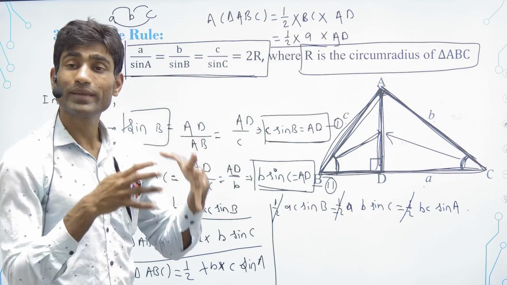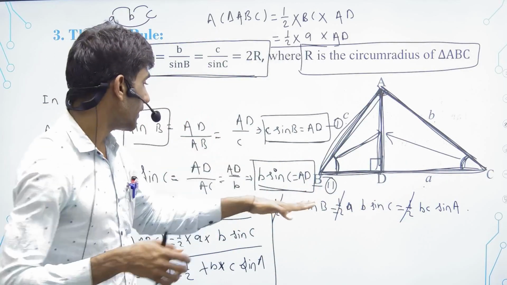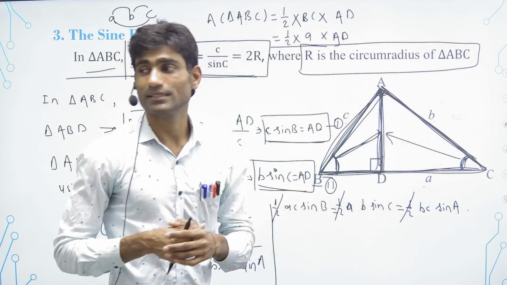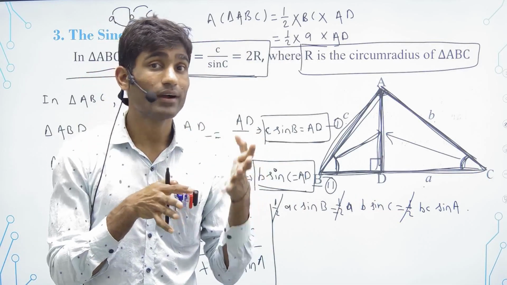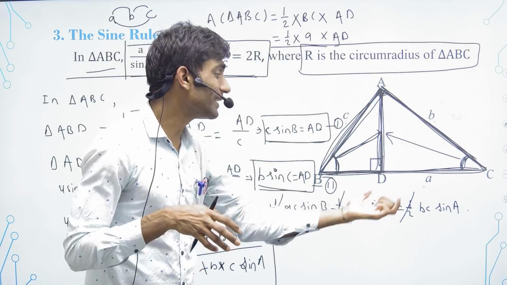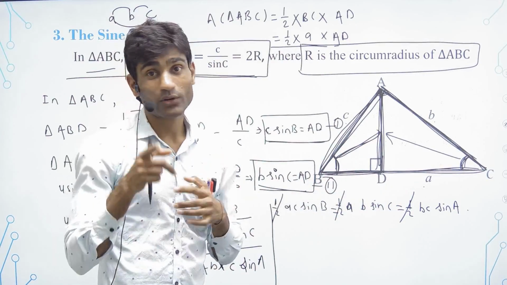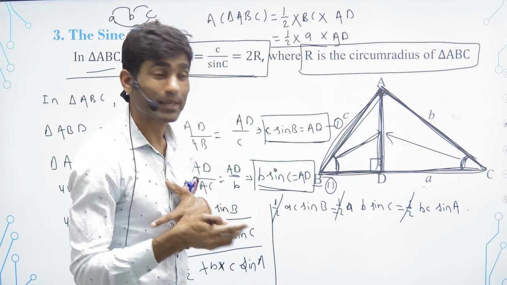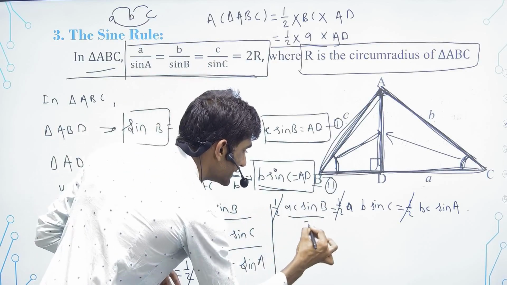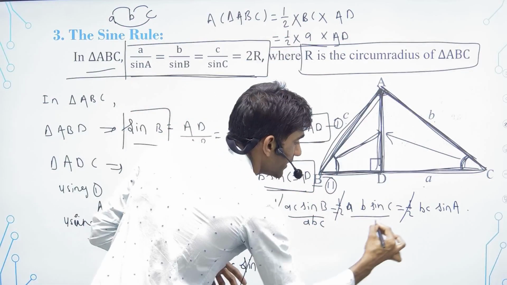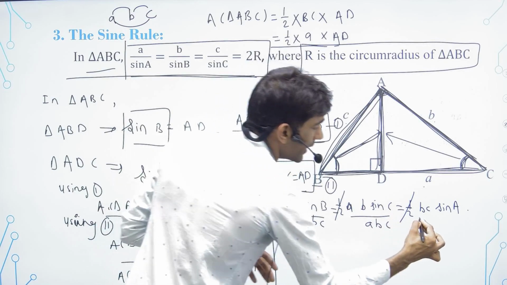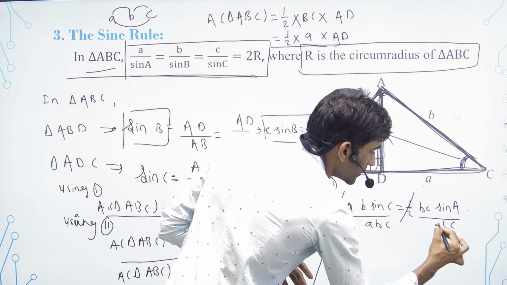Here we can see AC is there, again BC, AB is there, and BC is there. So we do not want this term along with sine B, sine C, and sine A. That's why we divide throughout by ABC. So divide throughout by ABC here, here, and here.